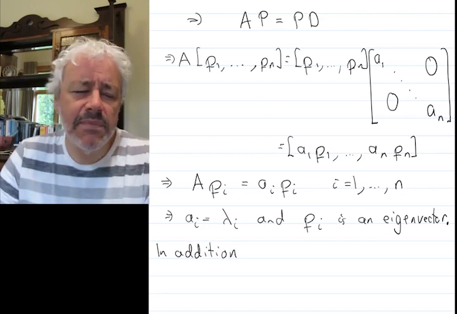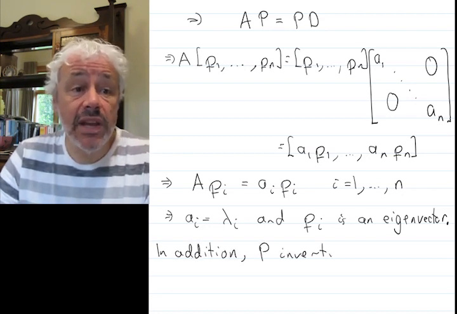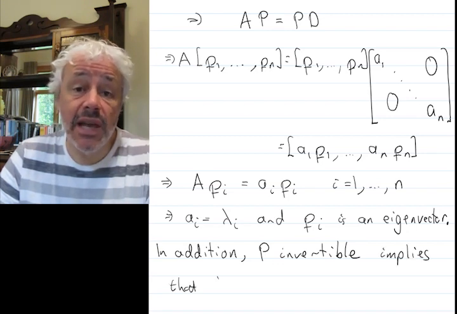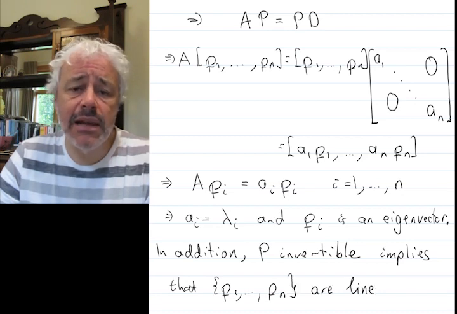What about the linear independence part? Well, we were given that the matrix P was invertible. That means its columns are a set of linearly independent vectors. The columns were the eigenvectors. That means A has n linearly independent eigenvectors.